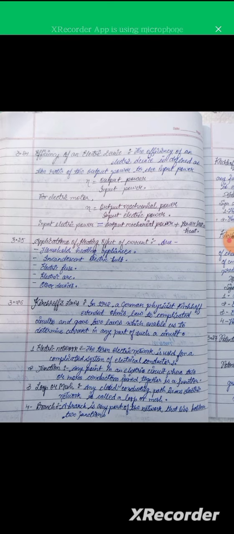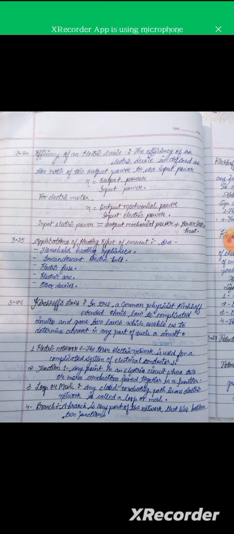Topic 3.24, efficiency of an electric device. The efficiency of an electric device is defined as the ratio of output power to the input power, η equal to output power upon input power. For an electric motor, η equal to output mechanical power upon input electrical power. Input electrical power equal to output mechanical power plus power lost as heat.